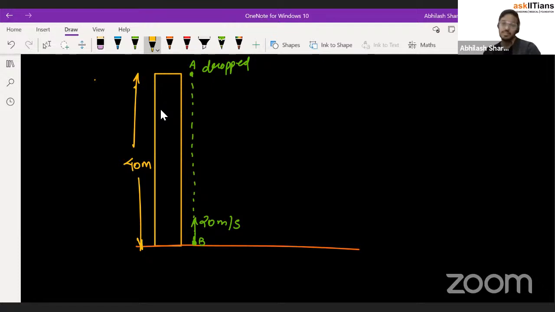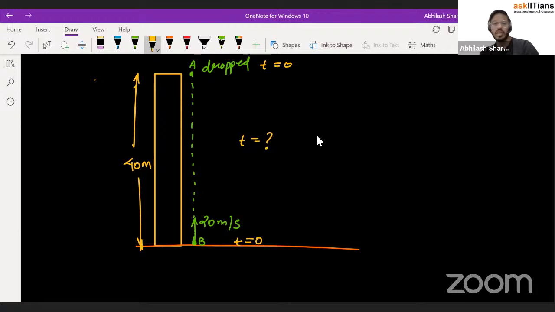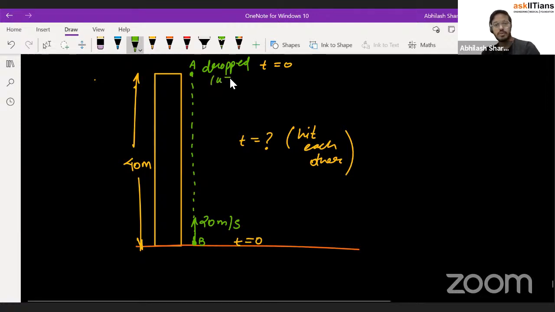So the question asks, if both of them start at time t equals 0, one is thrown up, one is dropped at the same time, then after what time are they going to crash? After what time do they hit each other? Samiksha, A is dropped. If something is dropped, what is its speed? 0. Yes. So A was not given any speed. It was just dropped.